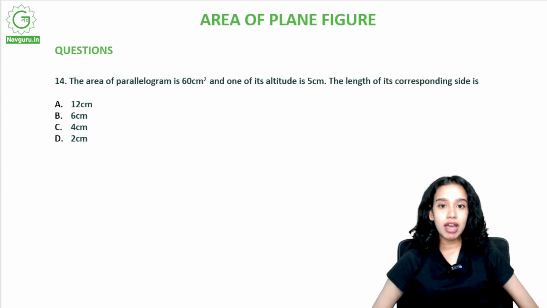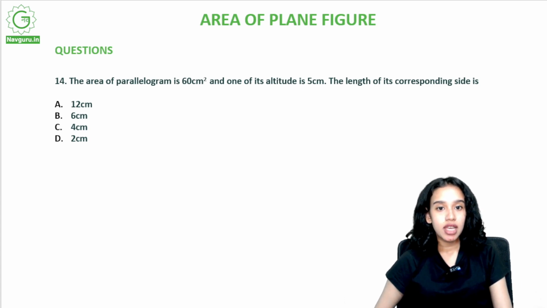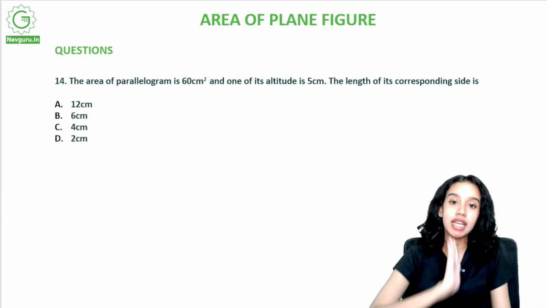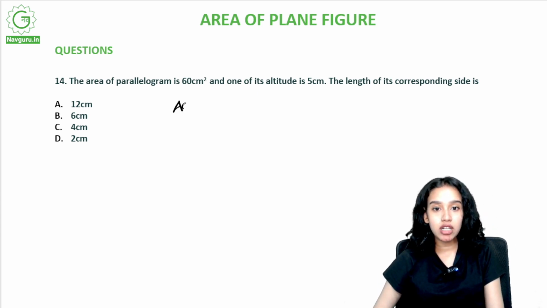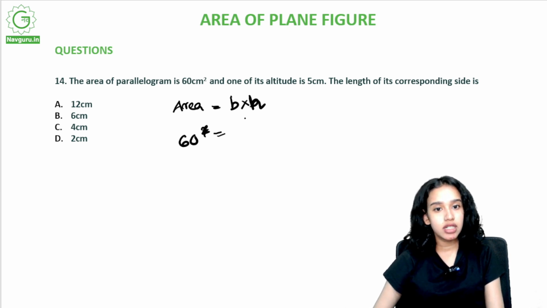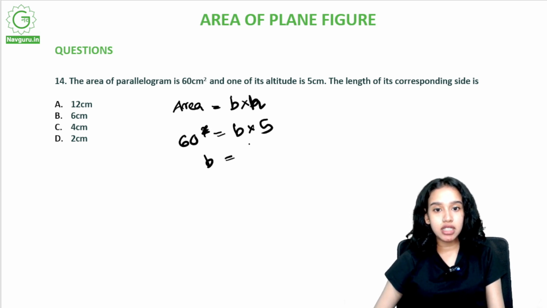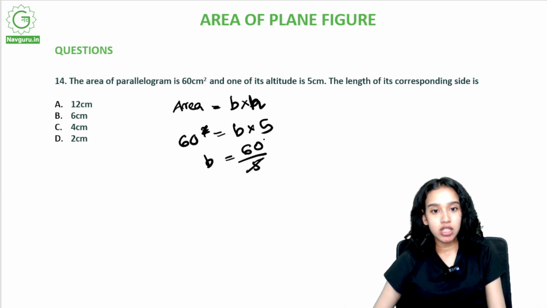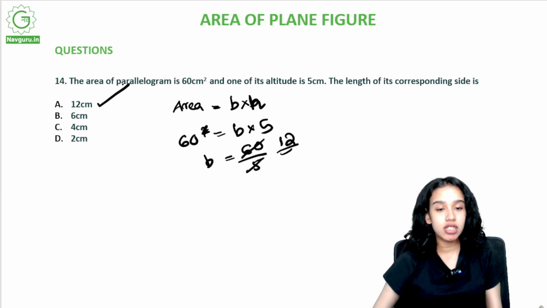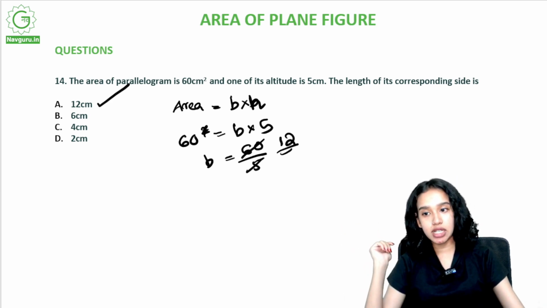Now, the area of parallelogram is 60 centimeter square and one of its altitude is 5 centimeter. The length of its corresponding side is? The area of a parallelogram is equal to breadth into height. Area is given as 60 centimeter square. Breadth is not given, height is 5 centimeter. So, what would be the breadth? Breadth would be equal to 60 by 5, so this would be 12 centimeter. So, the length of the corresponding side is 12 centimeter.